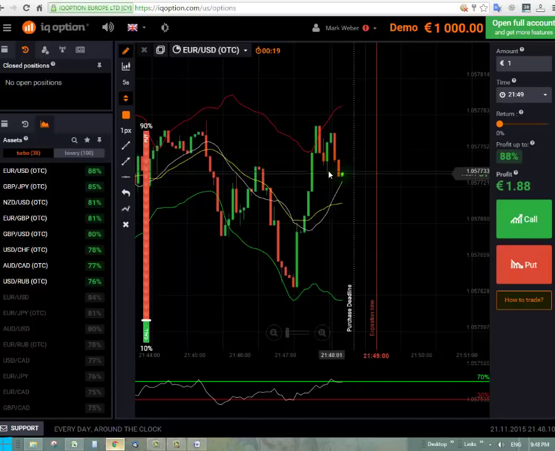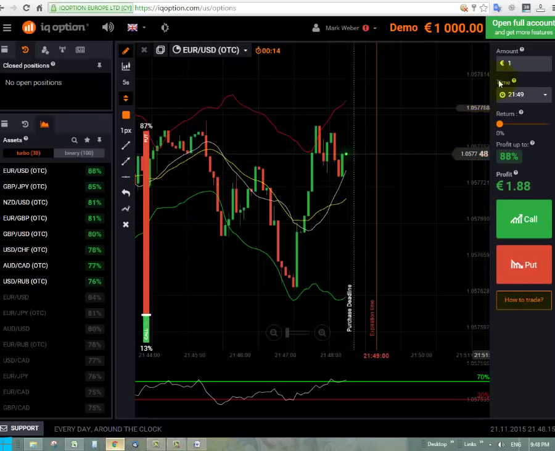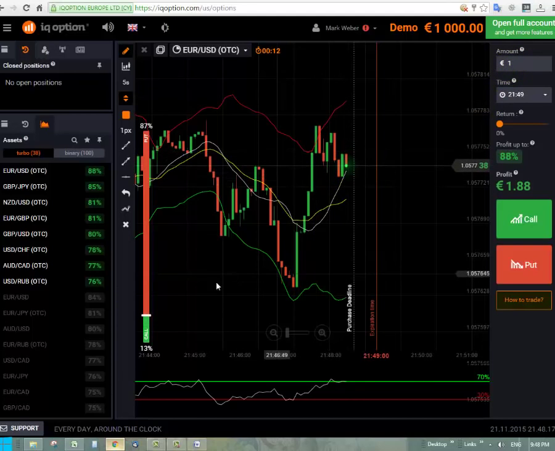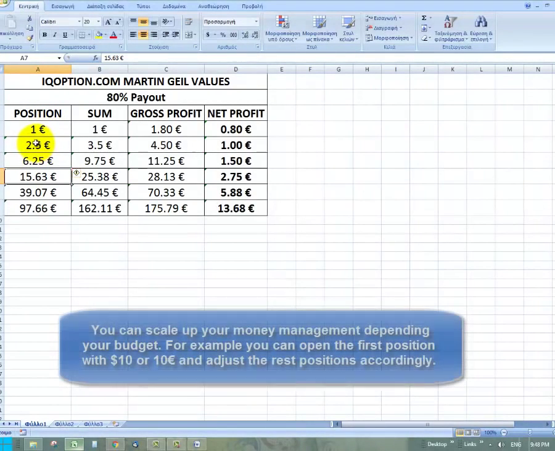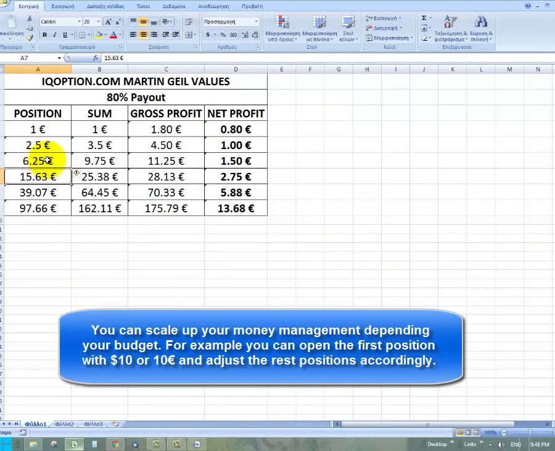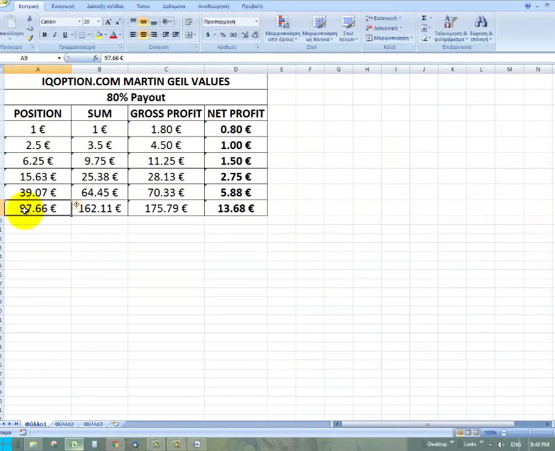Now we will wait for the right moment in order to take the first position of €1. As we said before, the first position is €1. The second position is €2.5. The third position is €6.25. The fourth position, €15.63. The fifth position, €39.07. And the sixth position is €97.66.